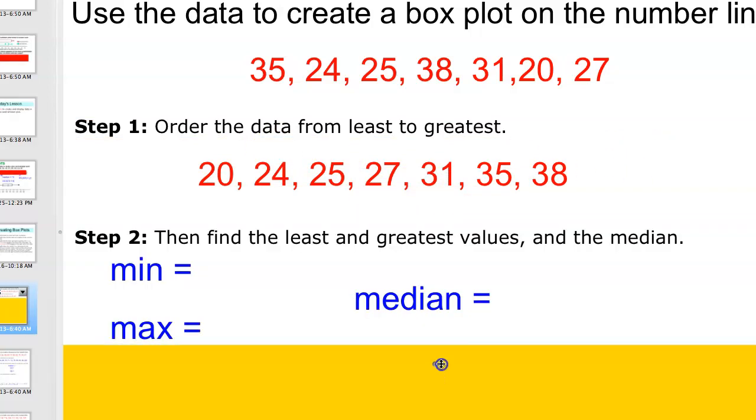Step 2, you have to find the minimum, the maximum, and the median. So my minimum value here is 20. My maximum value, my largest value, is 38. My median. Okay, so now I have to cross off from left to right to find the number in the middle. Right? Median is middle. So that's 1, 2, 3. Okay, so my median is 27. That's the number that's in the middle.